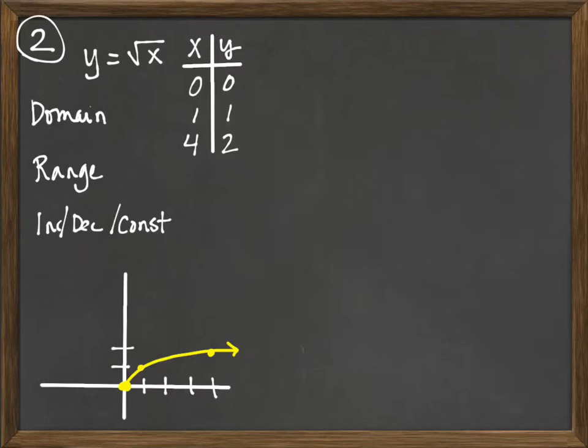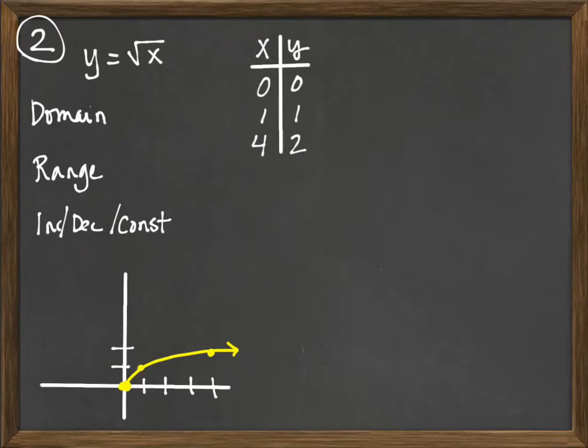If I start on the far left and I move to the right, where do I first start seeing values? At 0. And it's a bracket at 0 because it actually equals 0 there. Okay? Where do I stop seeing values? I don't, so it's infinity, right?